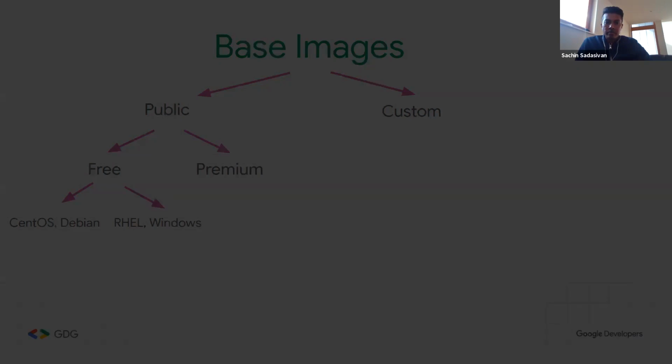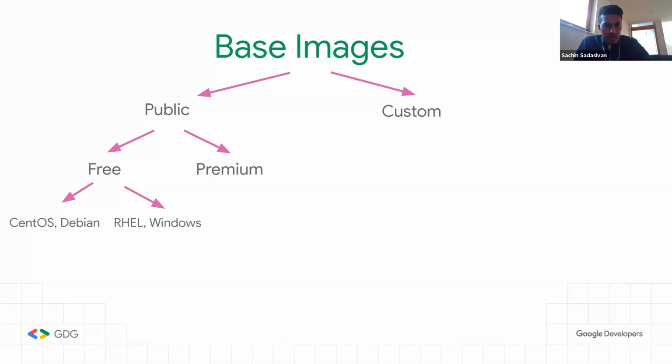And apologies for the mistake in the slide. Example of a premium is Red Hat and Windows Enterprise. So for this demo, we will go through the free way. We will either use CentOS or Debian Linux images.